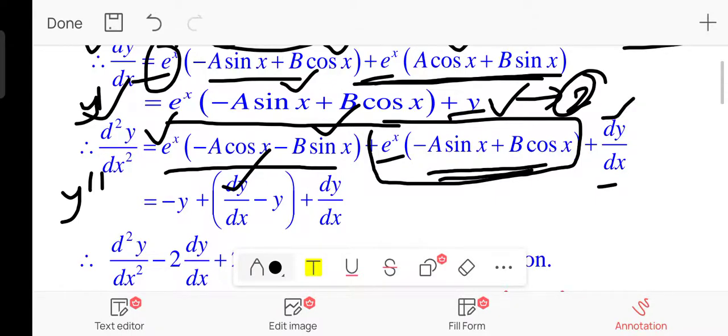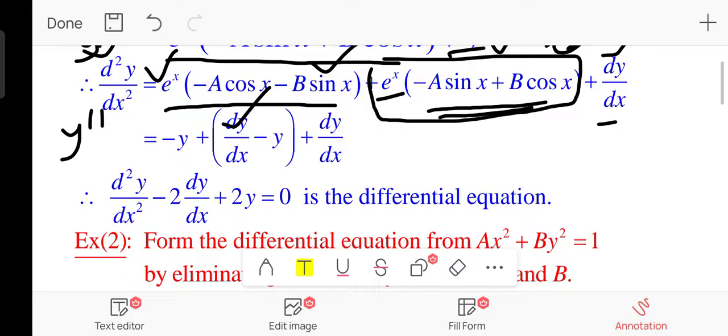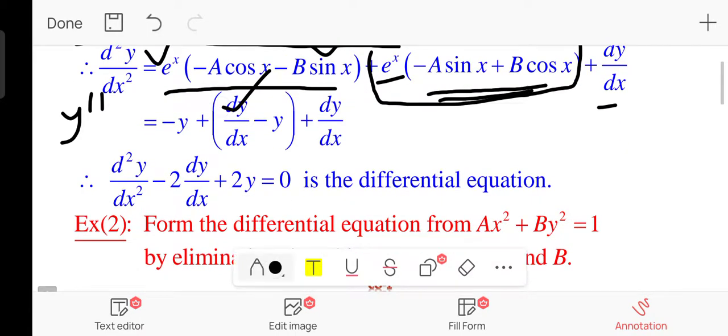So d square y by dx square, dy by dx plus dy by dx is 2 into dy by dx. Taken to the LHS side, minus 2 into dy by dx. Minus y minus y is minus 2y, taking to the LHS side, plus 2y. So d square y by dx square minus 2 into dy by dx plus 2y equals 0. So it is about the formation of differential equations, students. In this way you can form the differential equation.